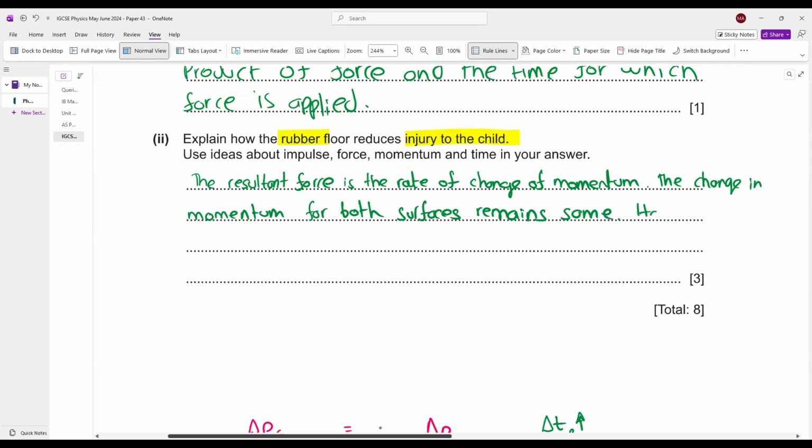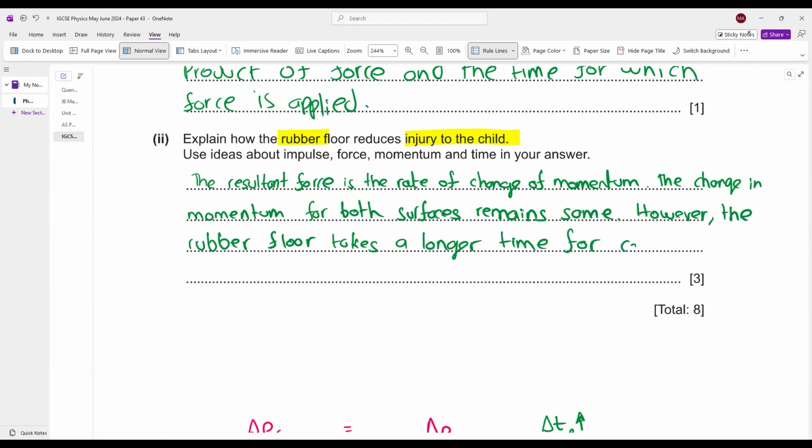However, the rubber floor takes a larger time for collision. However, the rubber floor takes a longer time for collision.